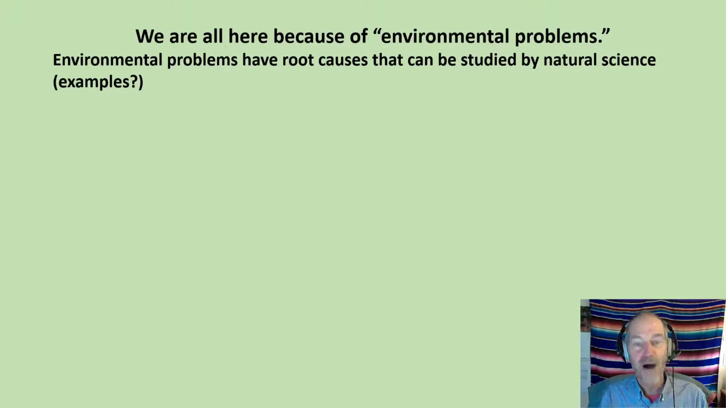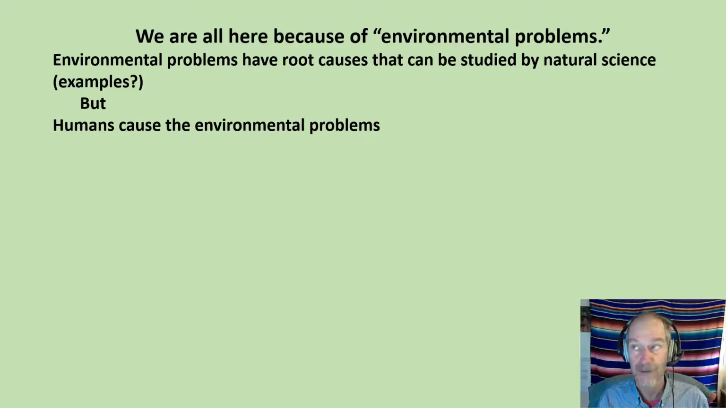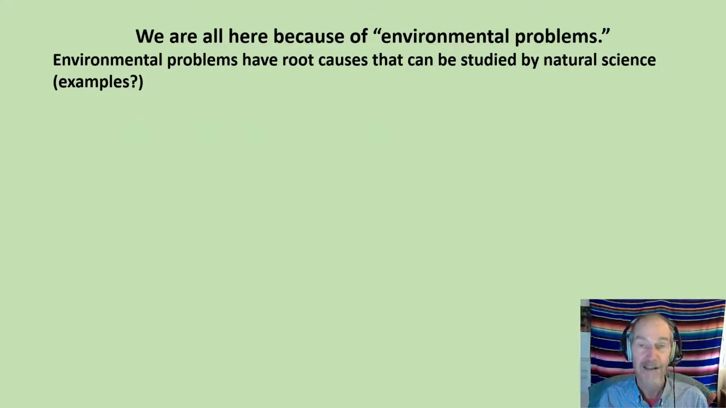Environmental problems have root causes that can be studied by natural science. That's my expertise. That's mostly what I do. And a lot of this class is focused on those kind of methods, the natural science methods in environmental science. You could think of some examples. That's not too hard to do. You do it. Like climate change, species extinction, eutrophication, erosion, all kinds of things.